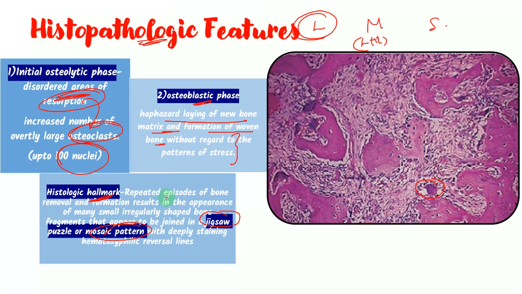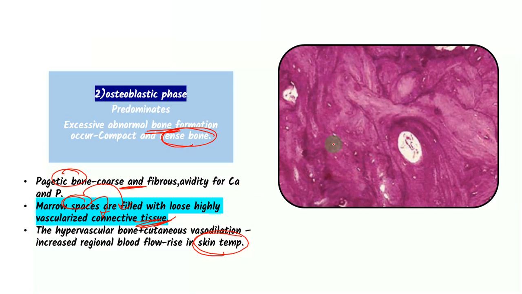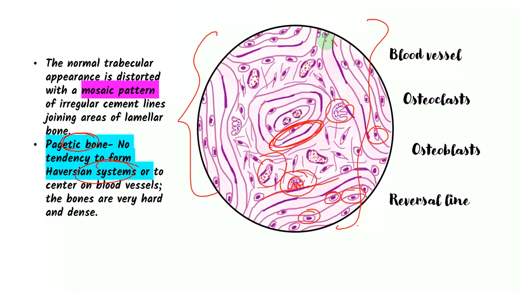There are repeated episodes of bone removal and formation which results in small irregularly shaped bone fragments that appear to be joined in a mosaic pattern with deeply staining hematoxophilic reversal lines. So again, even in this diagram, you can see all of these reversal lines, right? These are hematoxophilic reversal lines, basically indicating areas of resorption followed by deposition, right? These are called reversal lines, giving the entire picture a mosaic or a jigsaw puzzle pattern appearance.